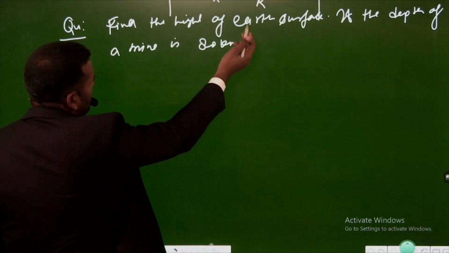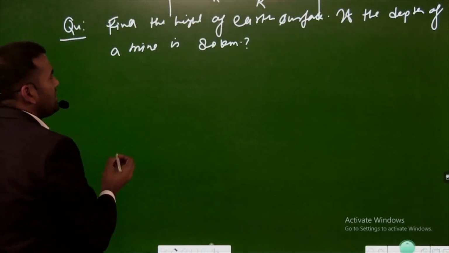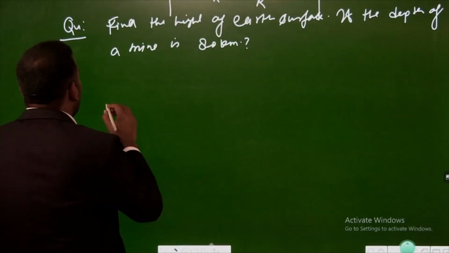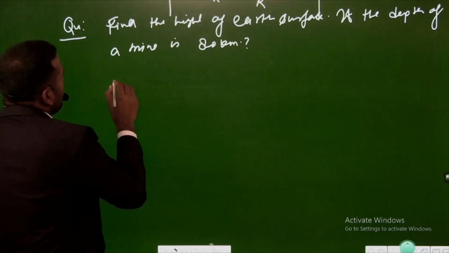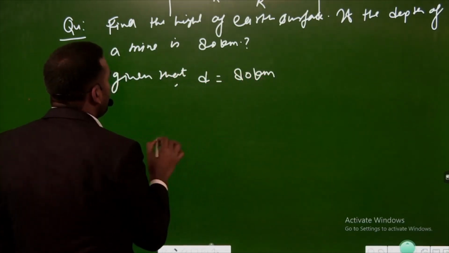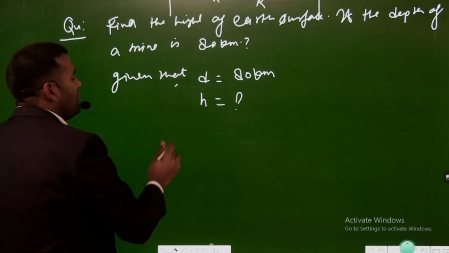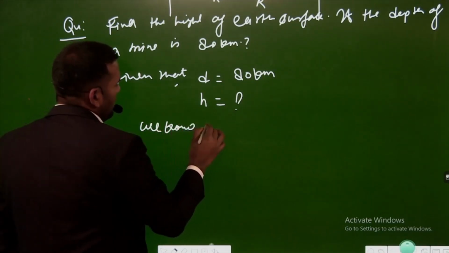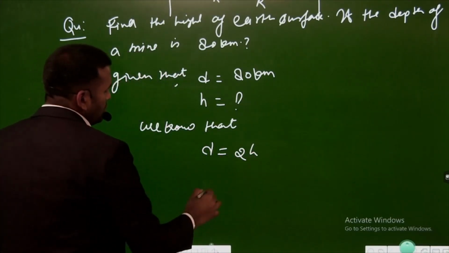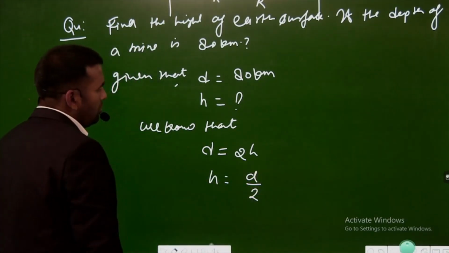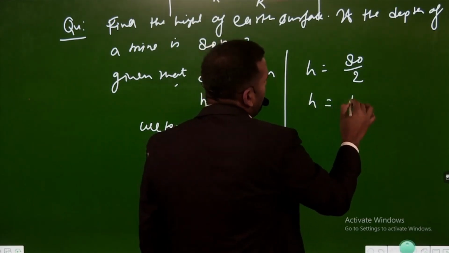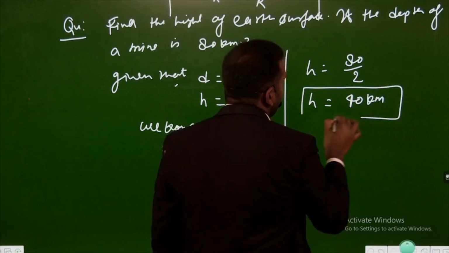Students, in the previous slide we discussed the relation between variation in altitude and variation of g in depth, and found a relation. Given that d is equal to 80 km, we have to find h, and we know the relation d is equal to 2h. So h is equal to d/2. And finally, h is equal to 80/2, and h is equal to 40 kilometers. Here is the final answer.